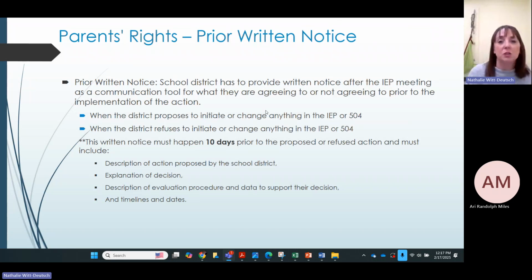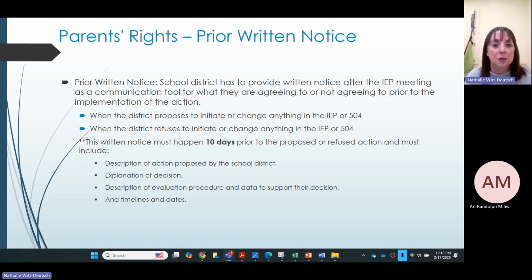Okay, so starting with the first one, prior written notice. The school district has to provide written notice after the IEP meeting as a communication tool for what they are agreeing to or not agreeing to prior to the implementation of the action. So it's called a prior written notice because they have to give you notice of what we were discussing in the IEP, what was agreed upon by the IEP team, which also includes you as the parent or guardian, as well as what we're all not agreeing to implement prior to actually implementing the services.